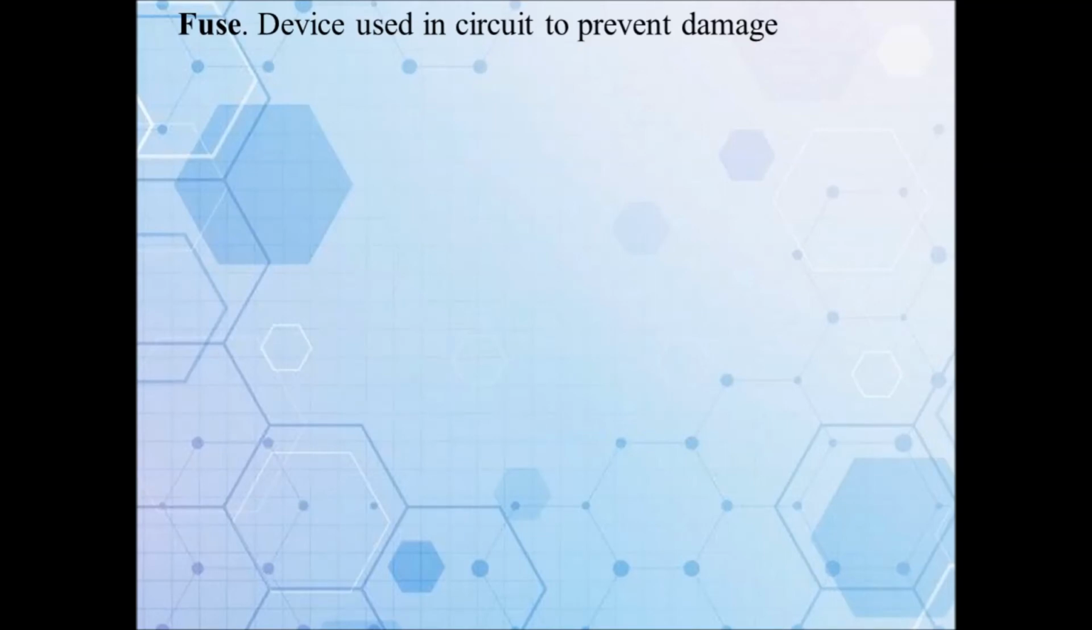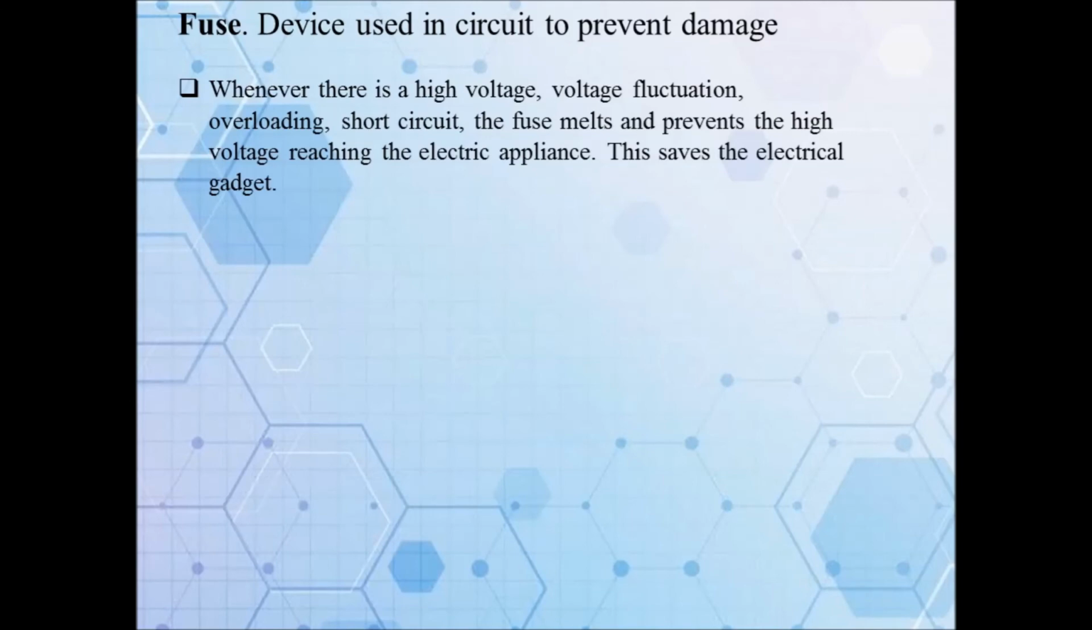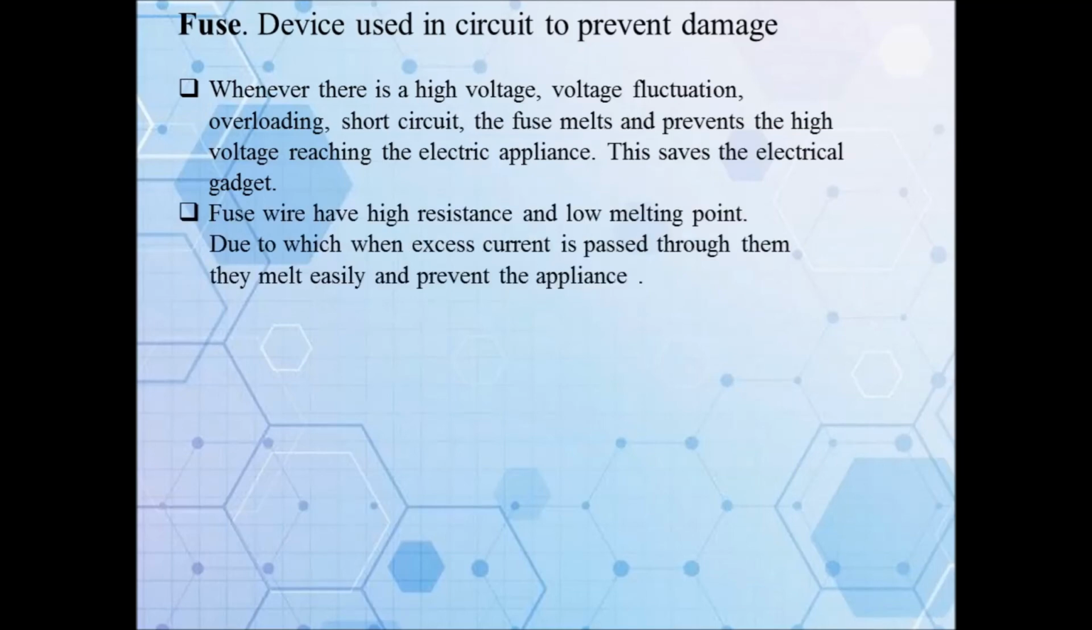A fuse is just a safety measure. So whenever a high voltage fluctuation occurs, there is a short circuit, there is overloading, or there's a sudden increase in the flow of current, then the fuse operates and it saves your electrical gadgets. How does it save? There is basically a wire connected in the fuse. As the amount of current increases, according to Joule's law of heating, it starts producing heat, and that heat melts down the fuse wire.